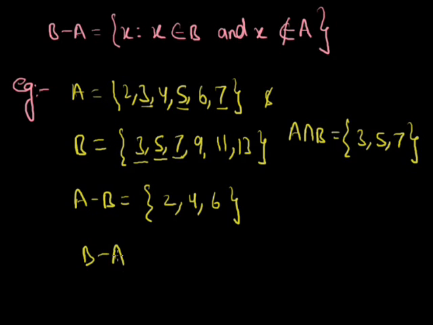And B minus A means removing this common part, A intersection B, that is 3, 5 and 7, from B. If we remove 3, 5 and 7 from B, we will get 9, 11 and 13. So this is what we mean by B minus A: removing the common part of A and B from B. And A minus B means removing the common part of A and B from A. This is what we mean by the difference of sets.